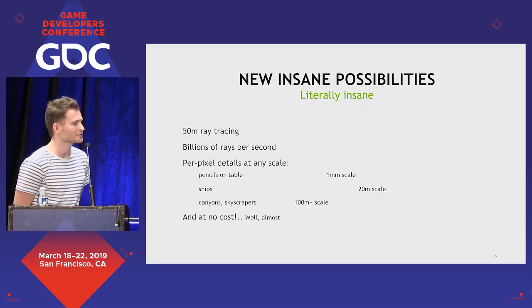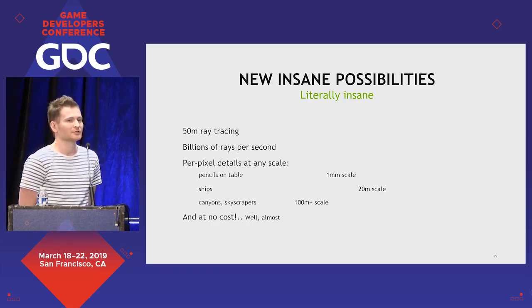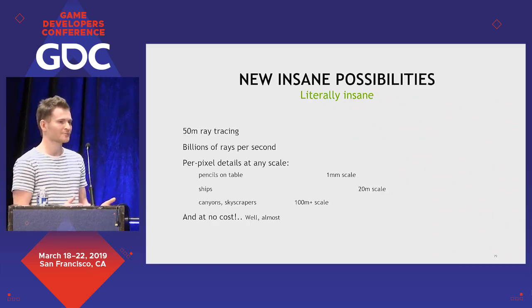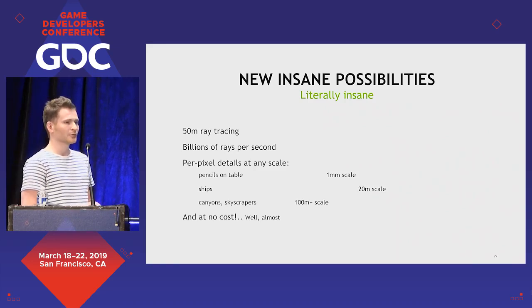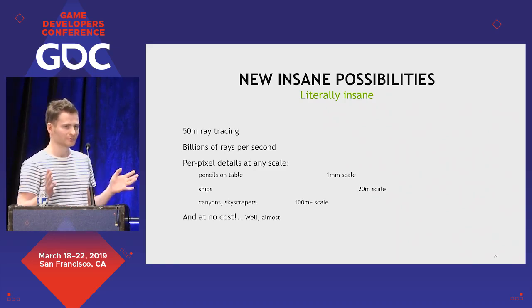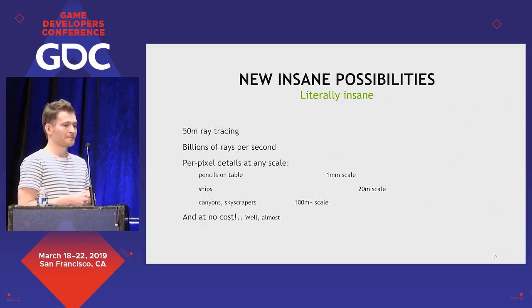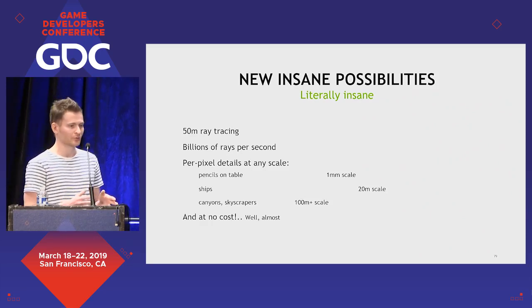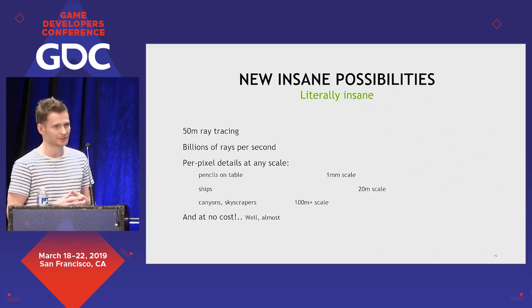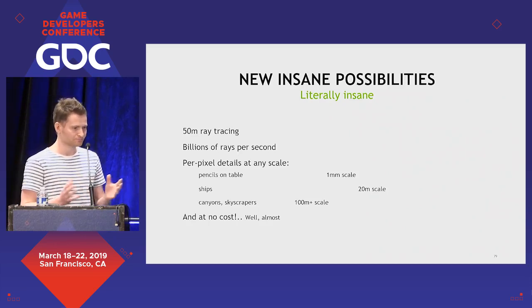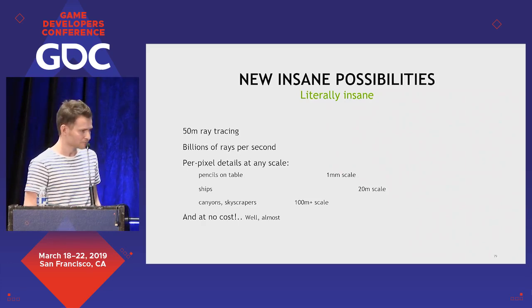So we are right now playing with ray lengths which are 50 times longer, and we are getting an unbelievable amount of those rays per second. And also, what is really important is that we are getting pixel perfect details. So we are not limited by the scales of the scenes.